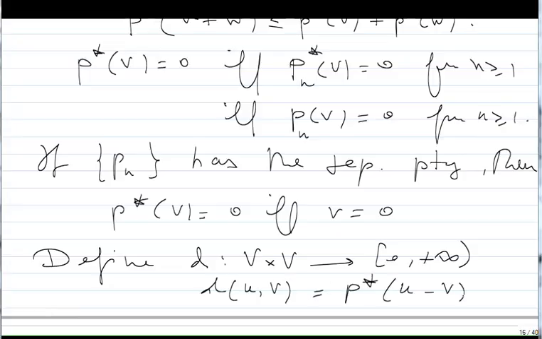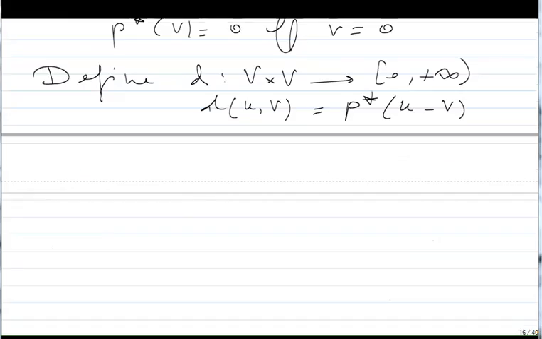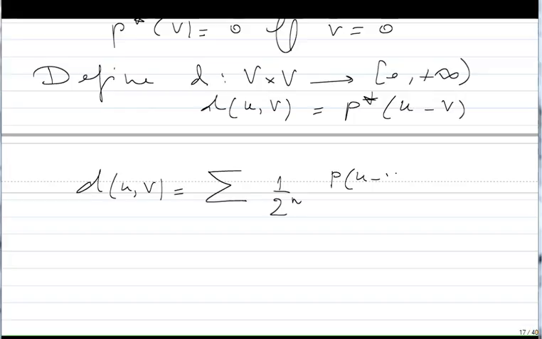Okay? And what's interesting is that, let me just give the expression for d of u, v using the Pn's, because I don't want people to be confused with d stars: it is the sum, n from 1 to infinity, of 1 over 2 to the n times Pn of u minus v over 1 plus Pn of u minus v. So you see, d now becomes a distance.